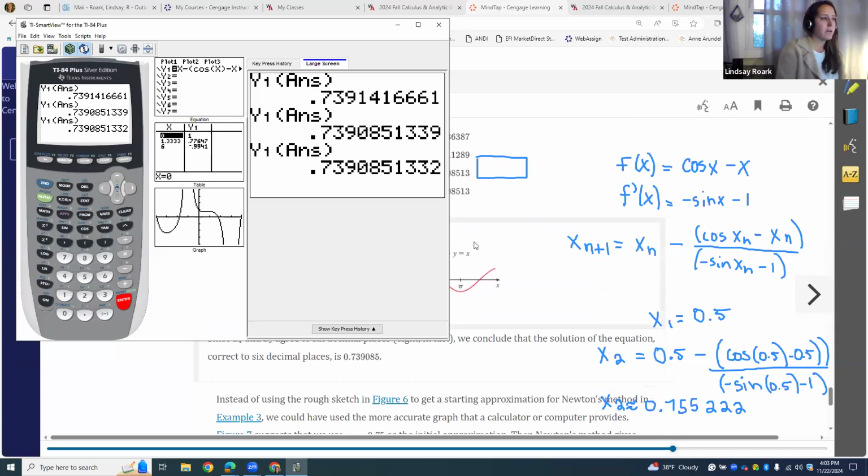Let's go ahead and try one more, just so we can get an idea, because I know some of us are feeling very comfortable with the calculators, others not so much.